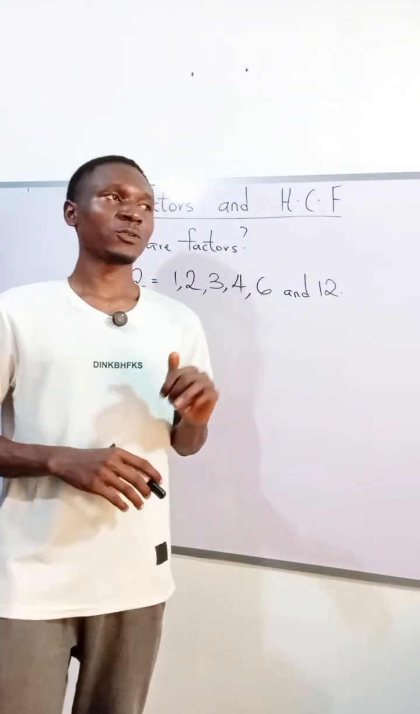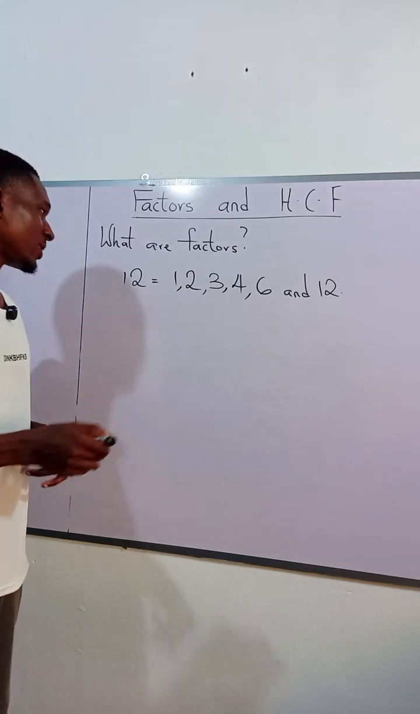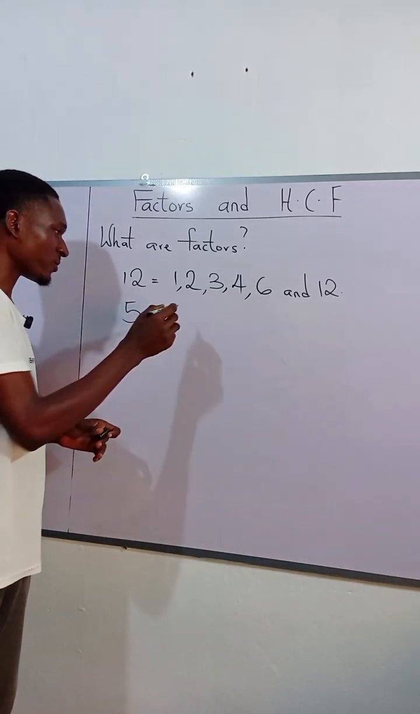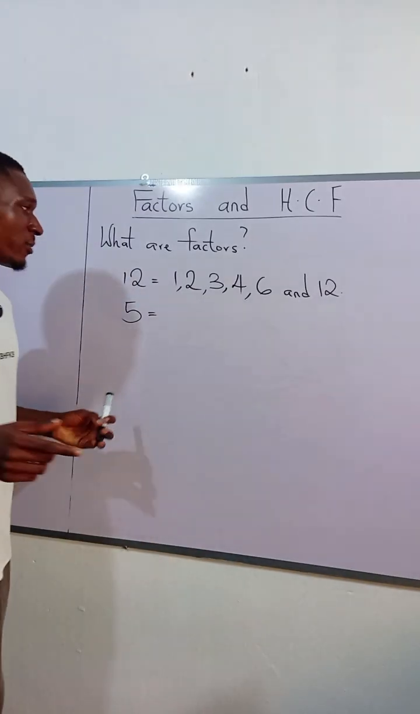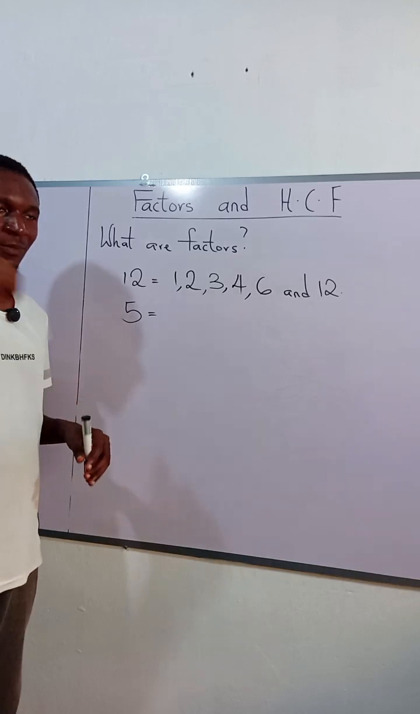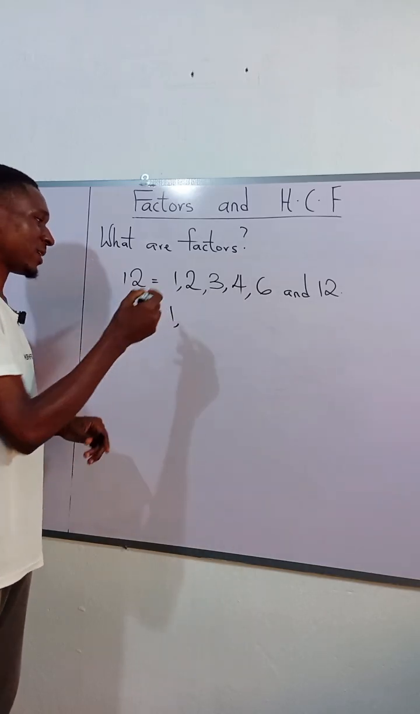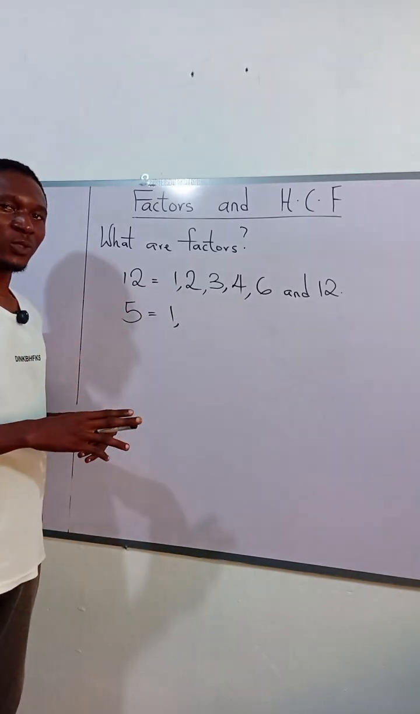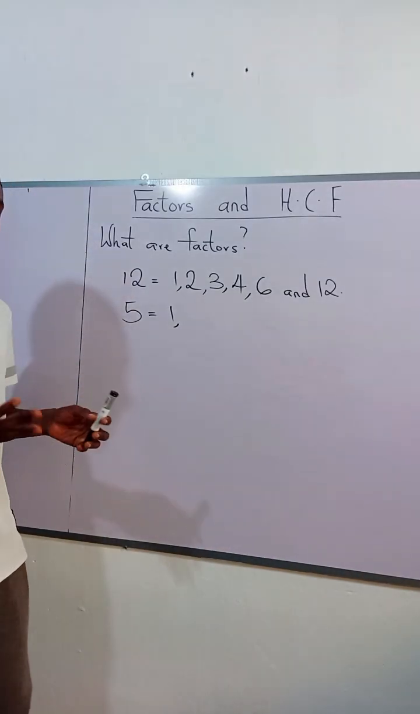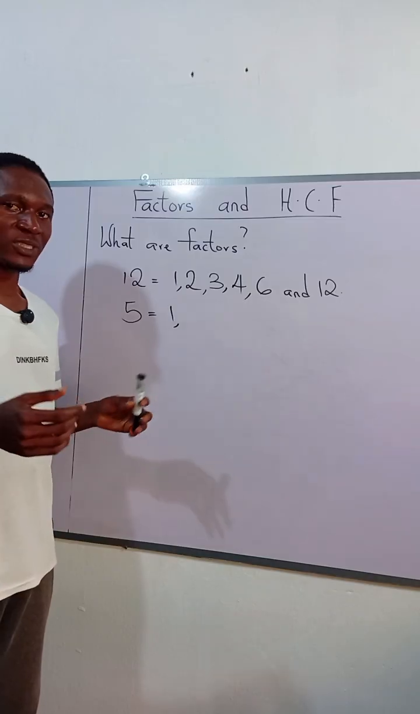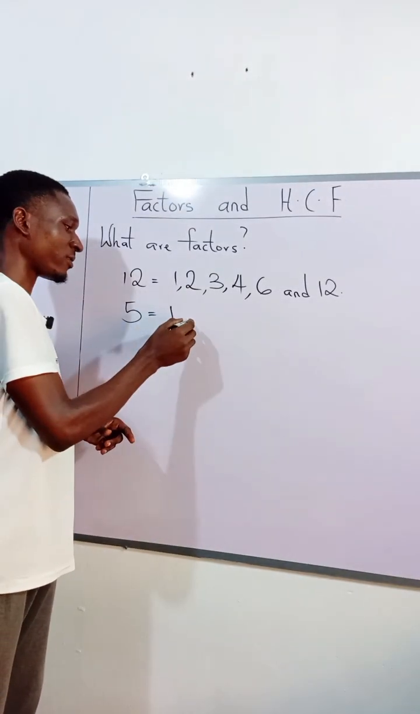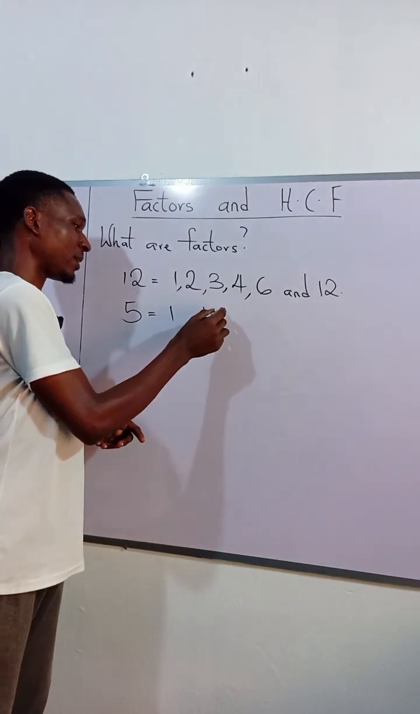Yes. So this is how we look for factors. We can look for the factors of 5. What are the factors of 5? Remember, all numbers can be divided by 1. Therefore, when you are looking for the factors of any number, have it at the back of your mind that 1 is always there. Now you check the next number, which is 2. 5 divided by 2 will give you a remainder. 5 divided by 3 gives a remainder. 5 divided by 4 gives a remainder, except 5 divided by 5. It means the factors of 5 are 1 and 5.